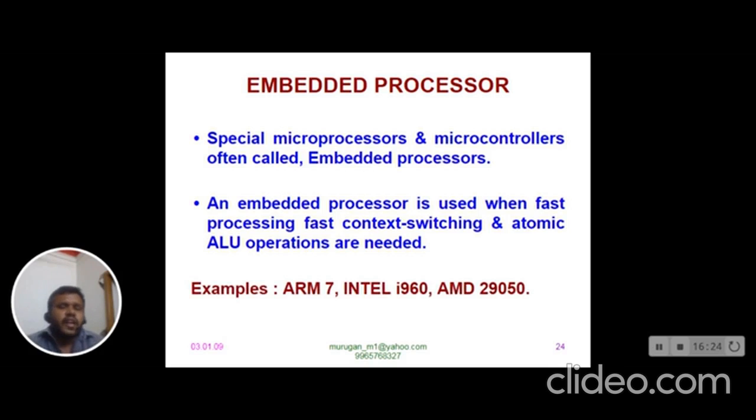For embedded processors, the examples are the ARM processor. The ARM7 is a beginner processor of the embedded system. Then Intel i960 and AMD 29050. These are all application-based embedded processors in the embedded system.